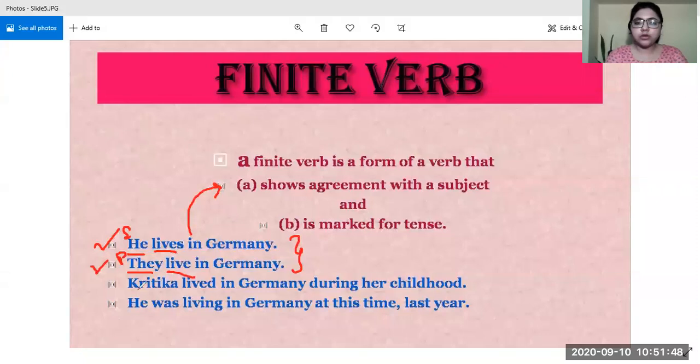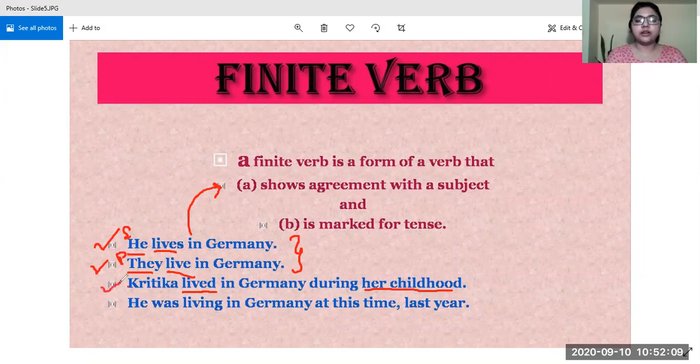Now let us move on to the third example. Kritika lived in Germany during her childhood. Her childhood was a thing of the past, so Kritika lived in Germany. Here lived is the second form of the verb live. It is the past form of the verb live. So we know from this verb alone that the action was performed somewhere in the past. This word is telling us that the action was performed in the past.